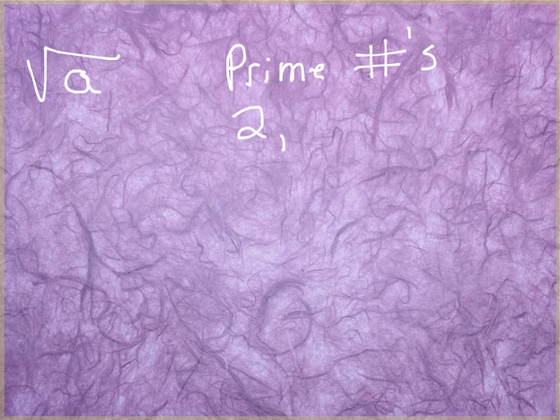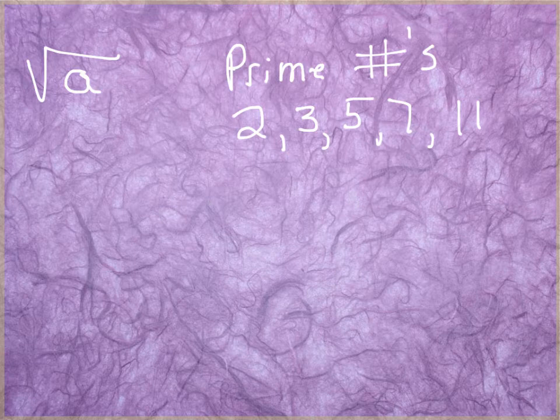So I'm going to write the first 5 or so prime numbers. 2, 3, 5, 7, and 11. Now, I'm going to change some colors here.